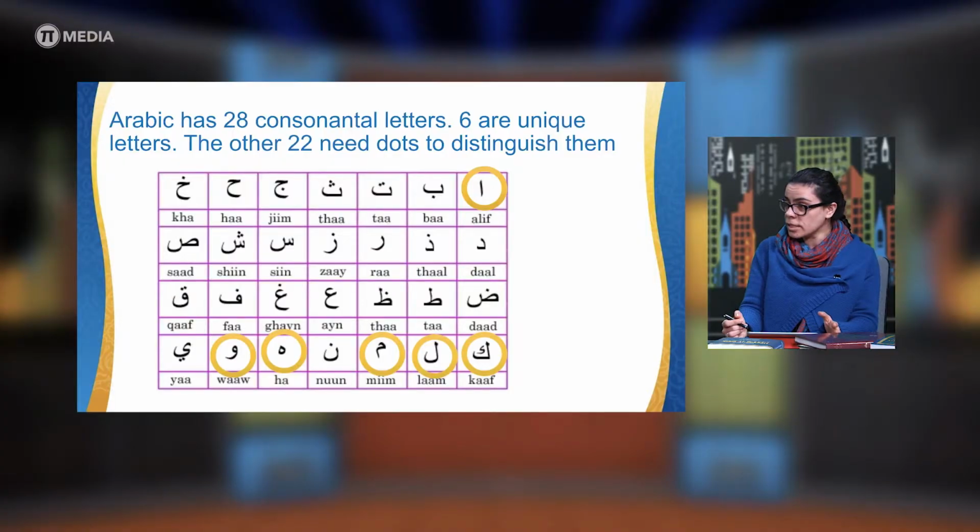Yet, when you look at the rest of the 22 letters, you cannot recognize them without dots. It's important that you visually see these 28 letters. Six of them don't need the dots above or below the lines to make them different. But the other 22, depending on where you have the dot, above, or two dots or three dots above, or two dots below or one dot below, changes the meaning of the text.